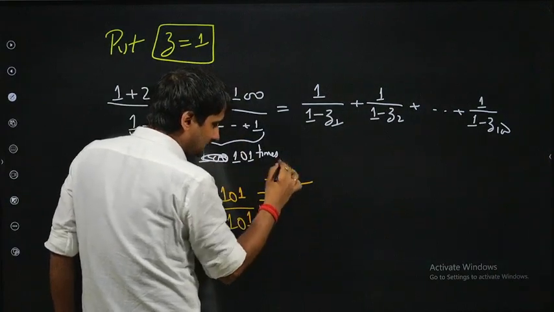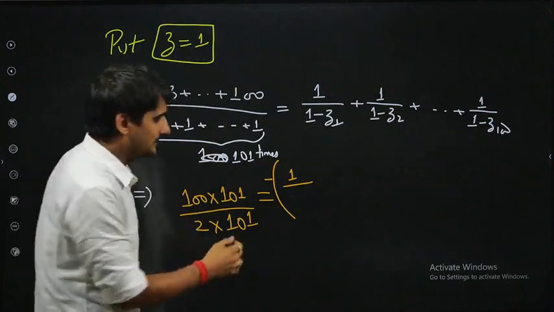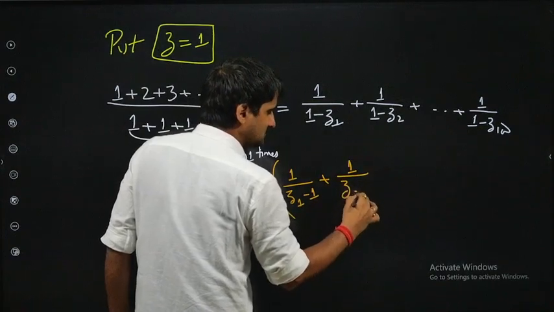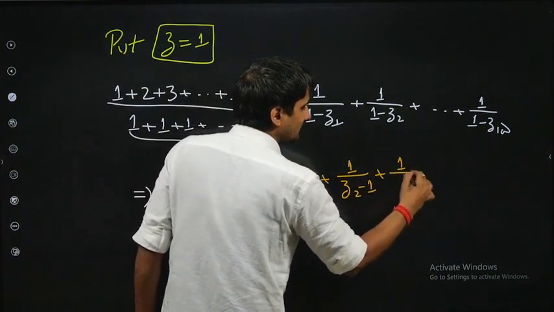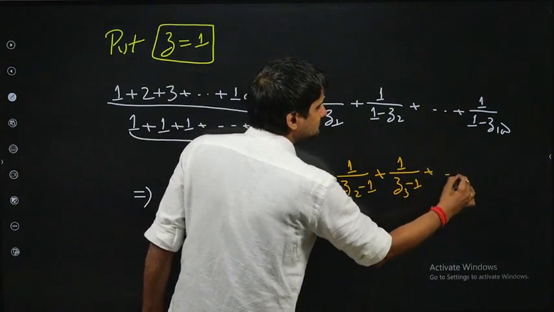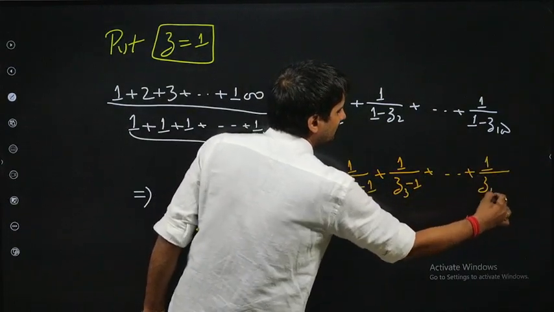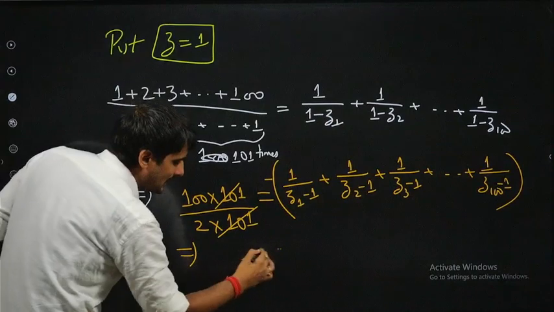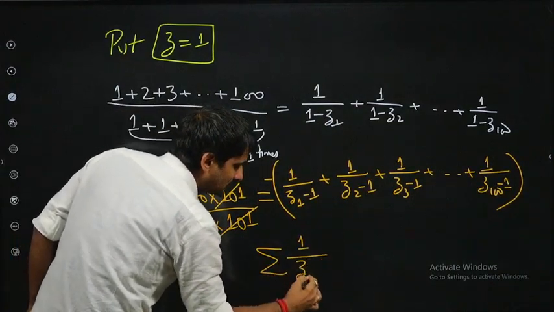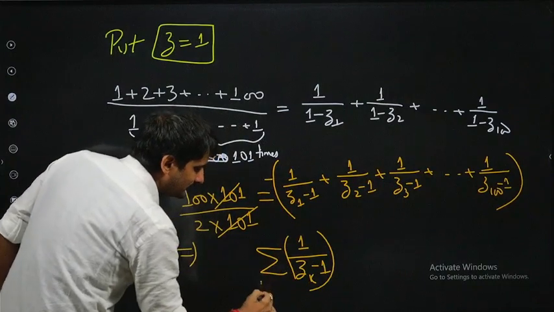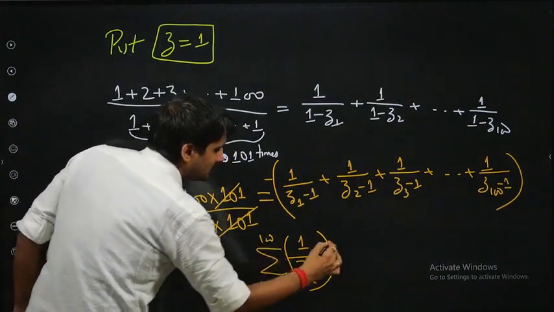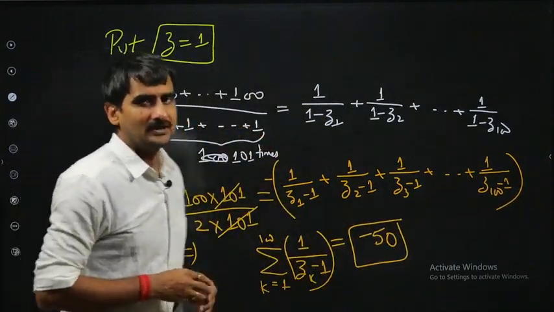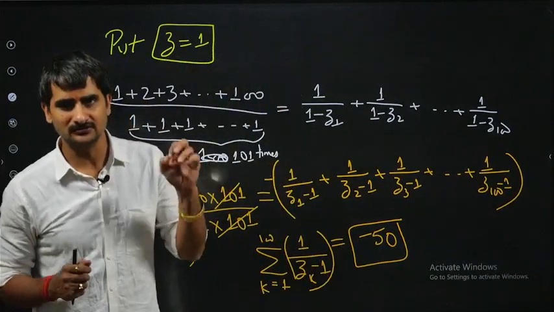Now I will take minus common from all denominators so as to get it in the form which we need, and that's the form in which we need our series. So that's it. So z is 100 minus 1, that's it. 100 gets cancelled. So the answer according to me for this series where k goes from 1 to 100 is minus 50, bachcho.